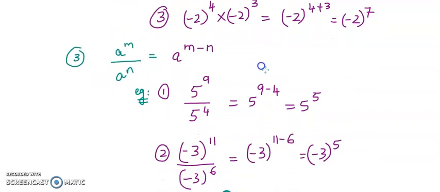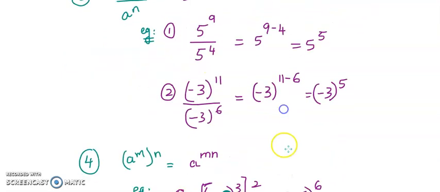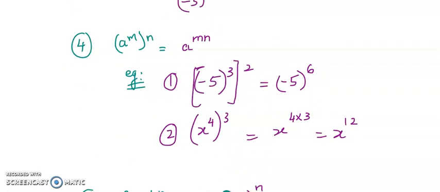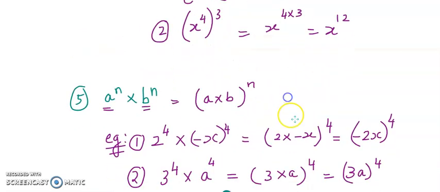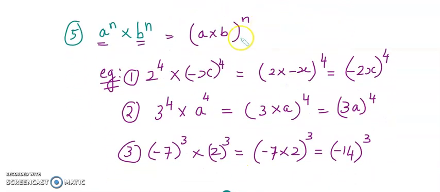Next, a to the power n divided by a to the power n is a to the power n minus n. If the powers are divided, it means you subtract. Correct? The next is power of power. And the last one is when the two bases are different but the powers are common. So we multiply the bases together and keep the power as common.